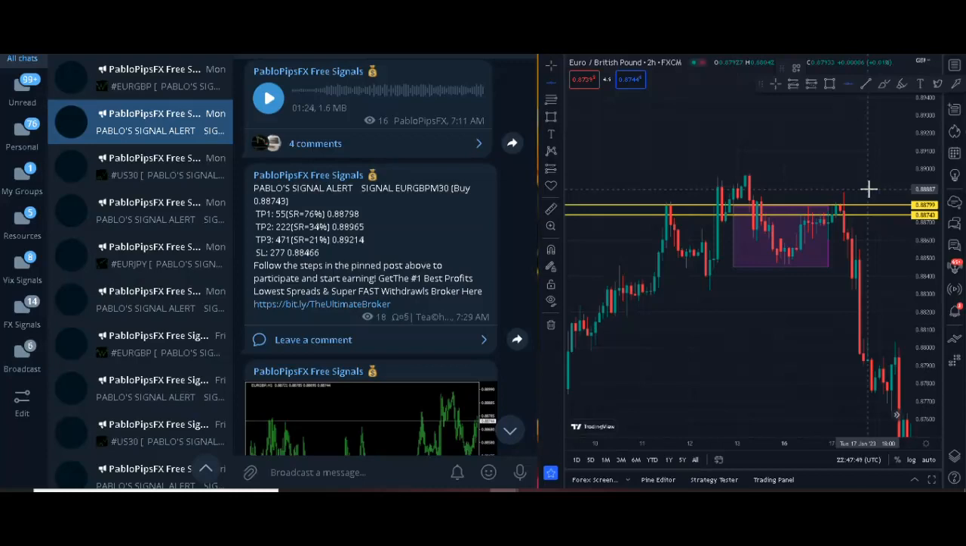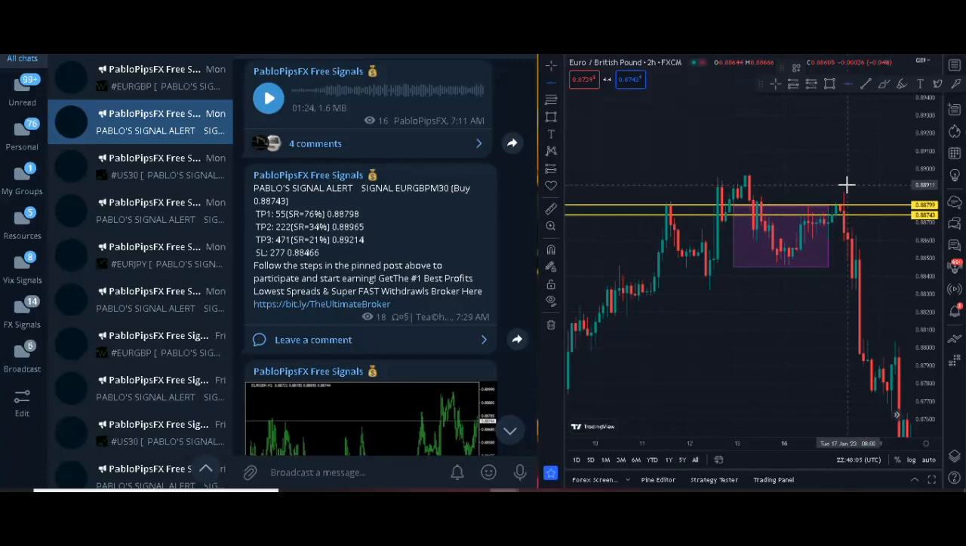Now, right here over in Telegram, I have the chart pulled up. We're analyzing trades that were sent out on Monday, the 16th. So I went ahead and had that period highlighted here with this purple rectangle.